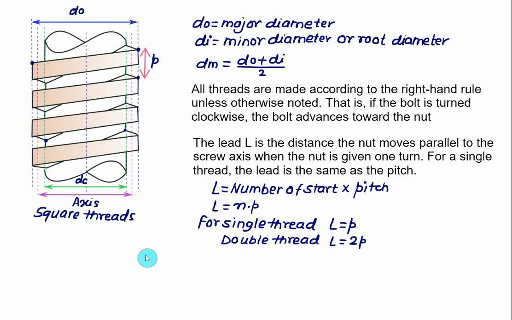The metric threads are specified by writing the diameter and the pitch in millimeters. So we write M for metric, and then the diameter, say M12. 12 represents the nominal diameter. Multiplied by, you write down the pitch. Let's suppose we have a pitch equal to 1.75 mm. So the designation of the screw is given as M, then the nominal diameter, and then the pitch. Otherwise, you have to write whether it's right hand or left hand. So M stands for the metric notation, 12 stands for nominal diameter, and 1.75 stands for pitch. This is called the metric designation.